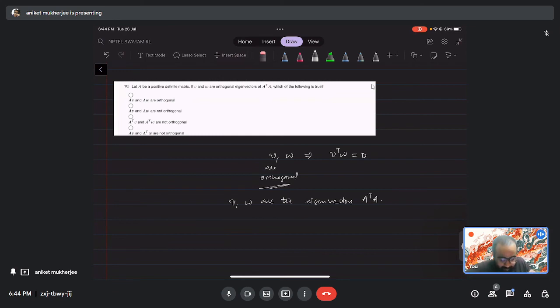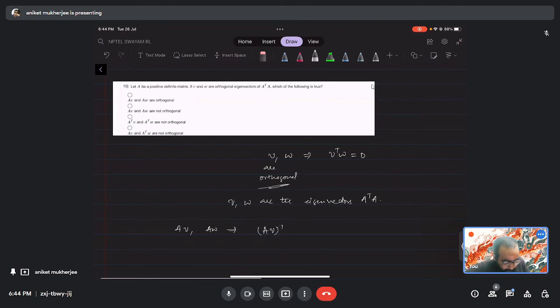The first option is AV and AW are orthogonal. So he wants to say that AV and AW are orthogonal. Then I'll check the inner product, (AV) whole transpose AW. This is what I want to check. If this becomes 0, then AV and AW are orthogonal. I can write this as V transpose A transpose AW.